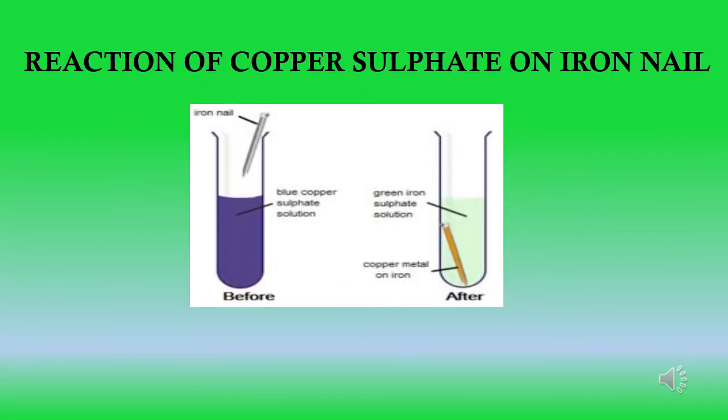This is a reaction of copper sulfate on an iron nail. In a test tube, we take blue copper sulfate solution, add an iron nail which is silvery in color, and we observe it after a while. After about 40 to 45 minutes, we observe these changes. The copper sulfate solution has turned green because now it is a solution of iron sulfate, and the iron nail, which was shining in the beginning, has now got a brown deposit on it. This is a chemical reaction that is taking place as shown in the picture.